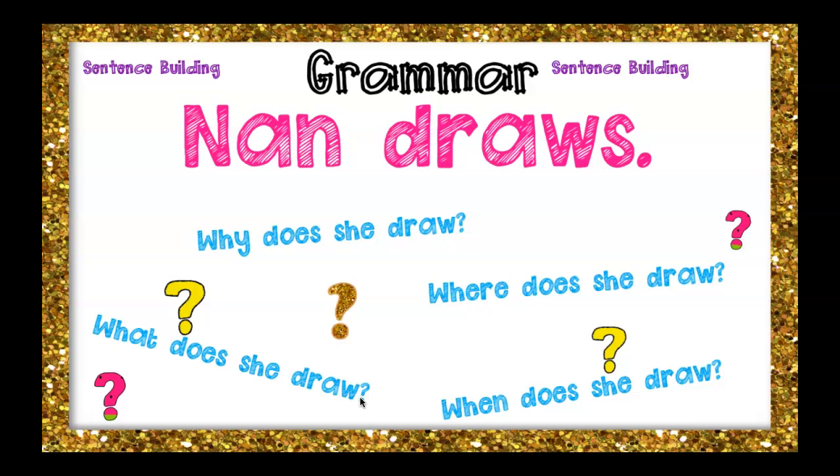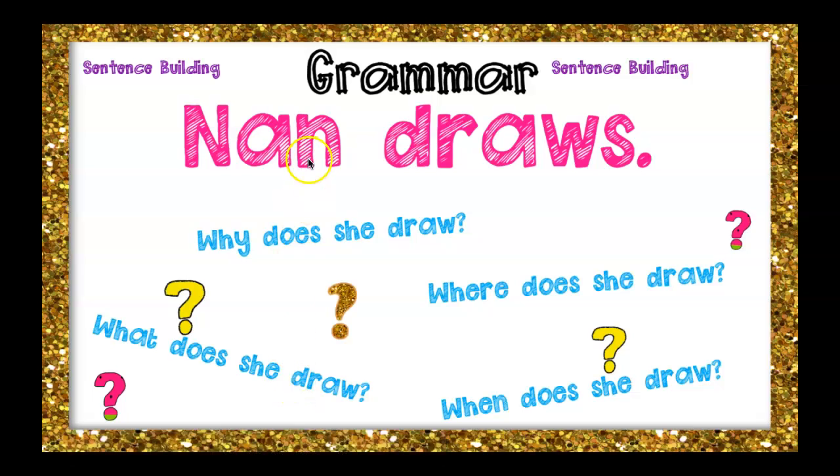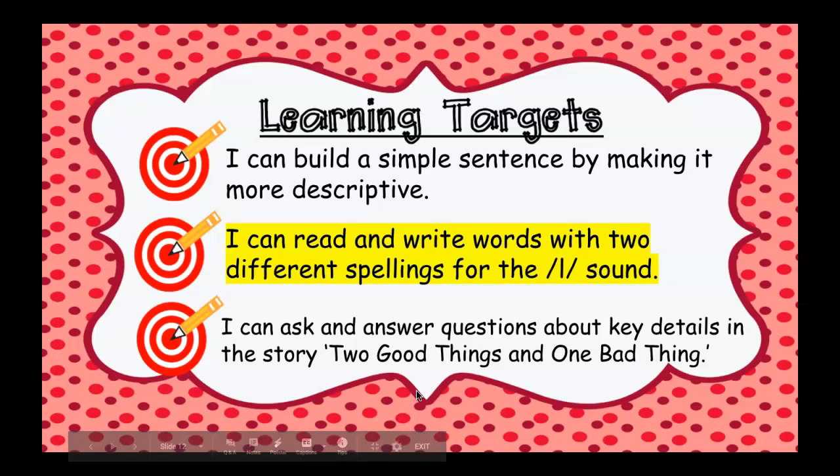So maybe your sentence sounds something like this. Nan draws a picture of Kate. Or Nan draws because it relaxes her. Or Nan draws in her backyard. Maybe your sentence sounds like this. Nan draws in the afternoon. So again, when you're building on a sentence, you can add why, where, what, or when the person in your sentence does something.